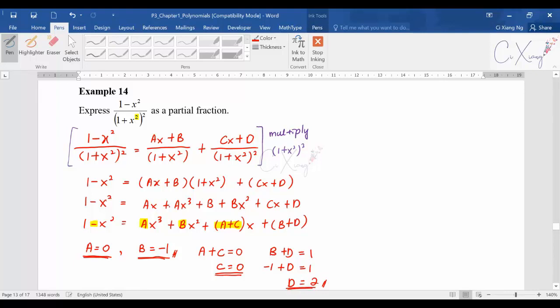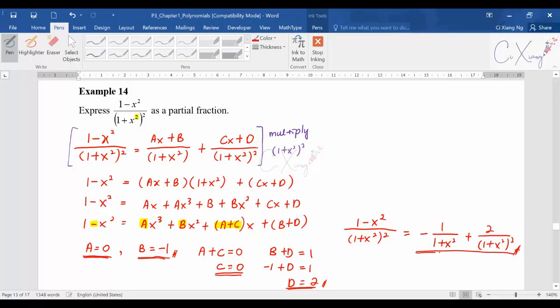So you can see that by using the comparison method, it looks very simple. It will be better if you use comparison in this pattern. After you get all the values, you rewrite the complete partial fraction answer again at the end of your answer. So that means you should have negative 1 over 1 plus x squared, plus 2 over 1 plus x squared, squared.